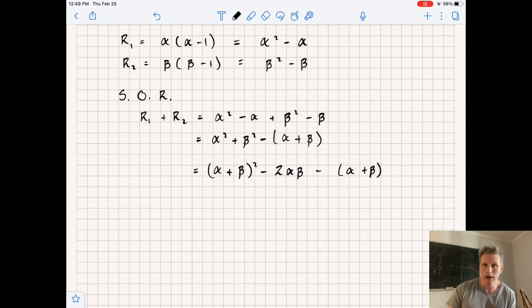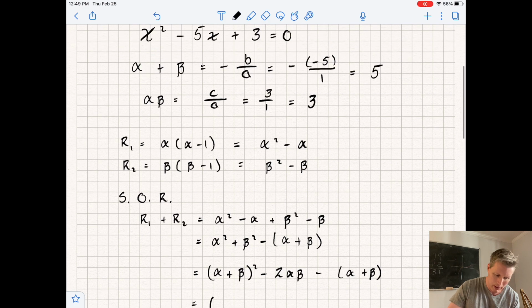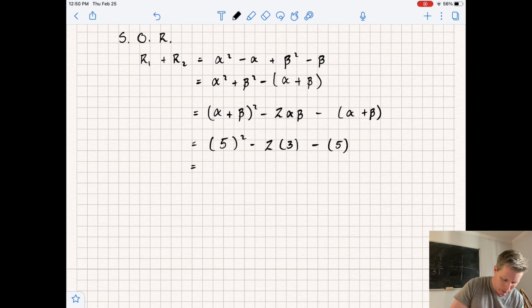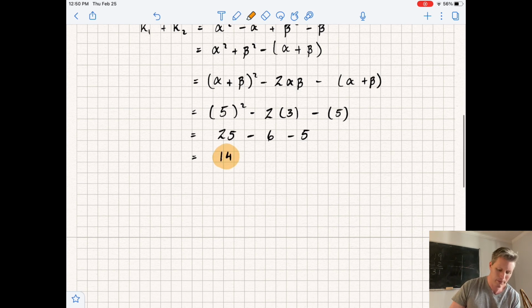And now it's great because I now know all of these values. I know the value of alpha plus beta and I know the value of alpha beta. So I can actually just input those values. Alpha plus beta, I remind myself, is 5 and alpha beta is 3. So this becomes 5 squared, minus 2 times 3, minus 5. I can work this out. I get 25 minus 6 minus 5, and that is 14. And so I find that the sum of my roots is 14.